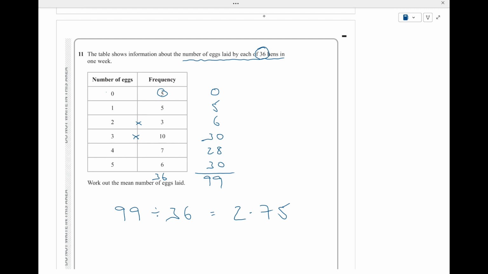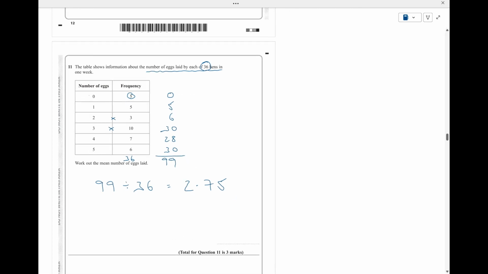Some people make a mistake and they think they're going to divide by the number of rows. 1, 2, 3, 4, 5, 6. They think they're going to divide by 6. Now, if you did divide by 6, then you would get an answer of 16.5. And I hope you'd look at that and say, no way is the mean number of eggs 16.5. Each hen doesn't lay 16.5 eggs, because look, none of the hens lay more than 5 eggs. So I hope you'd realise that that was an impossible answer to have, and so you'd think, I've made a mistake somewhere. Number 12 coming up.